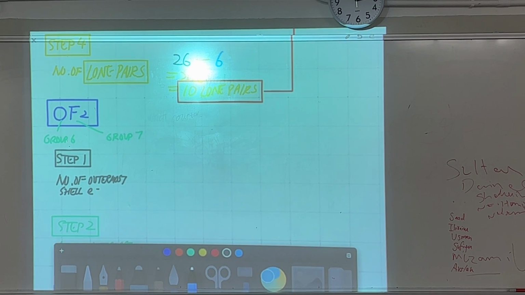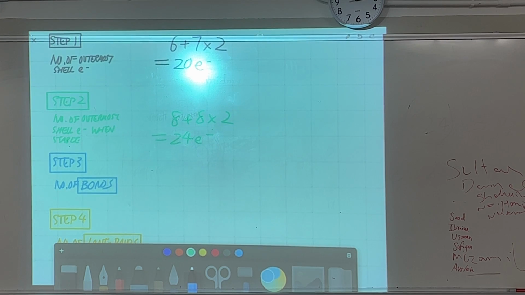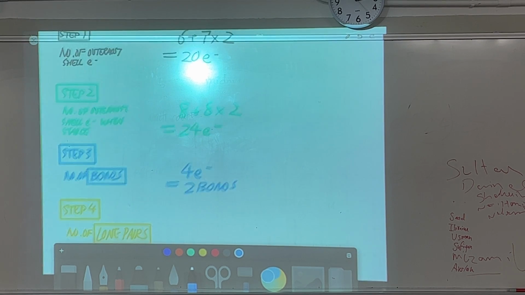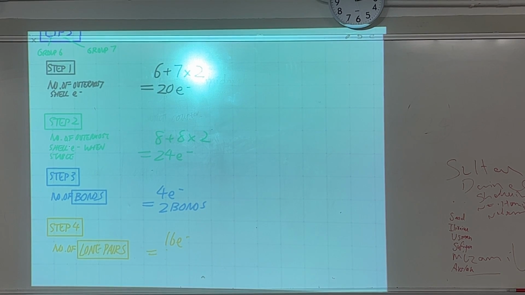20. So write down the steps if you don't know how we get to this step. 6 plus 7 times 2 is 20. What about step 2? 24. So 8 plus 8 times 2 is 24. The first step, 4. Yes, this is where some students make a careless mistake. You assume there are 4 bonds. There are only 2 bonds. And for step 4, 16, which is 8 lone pairs.